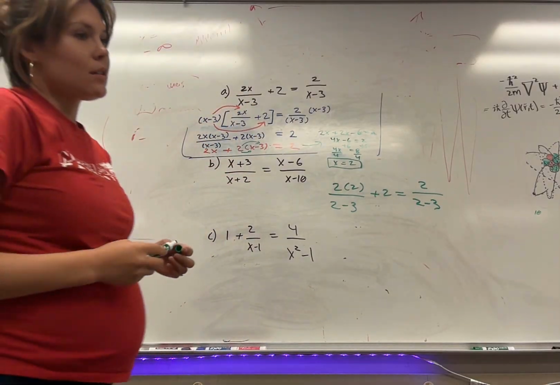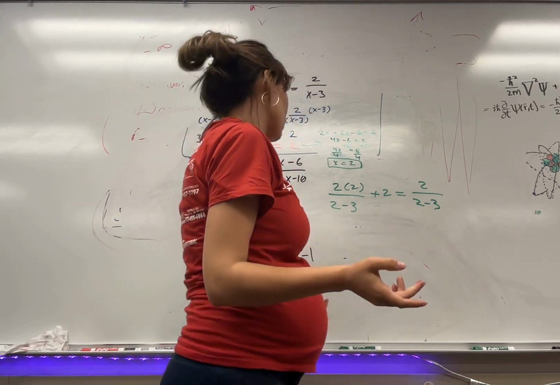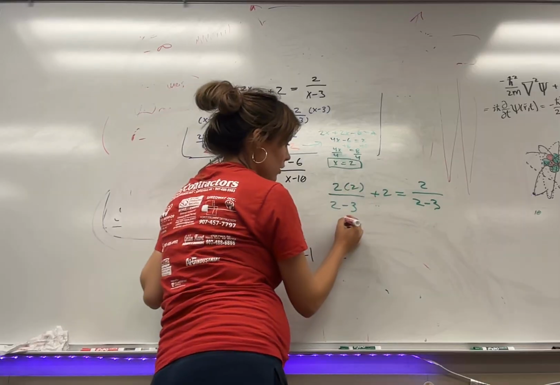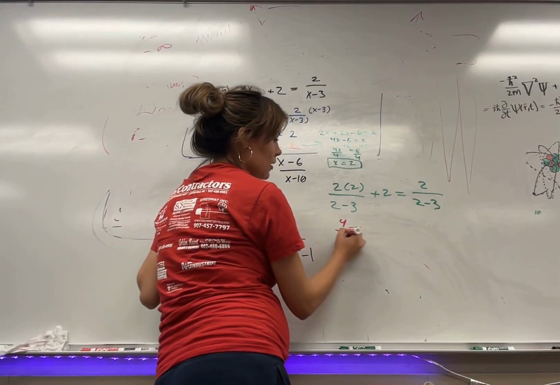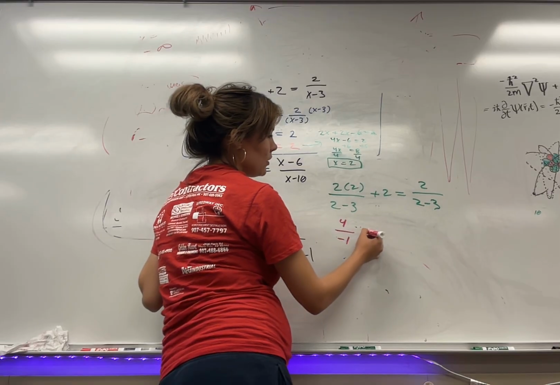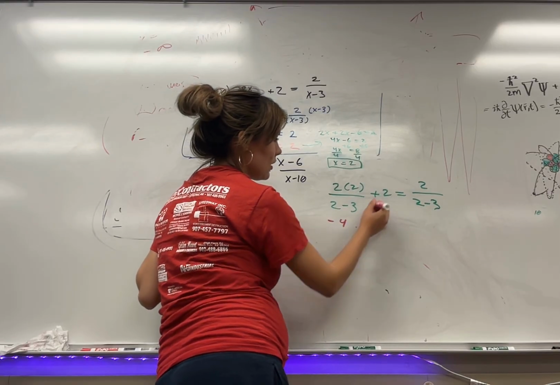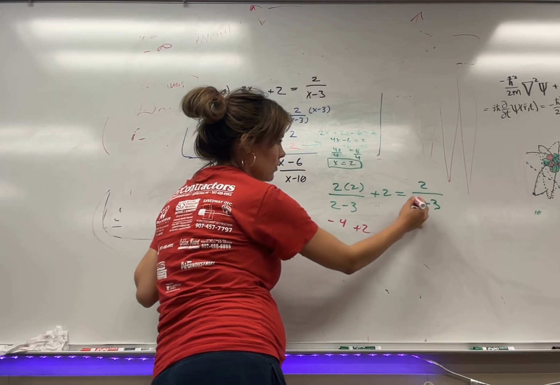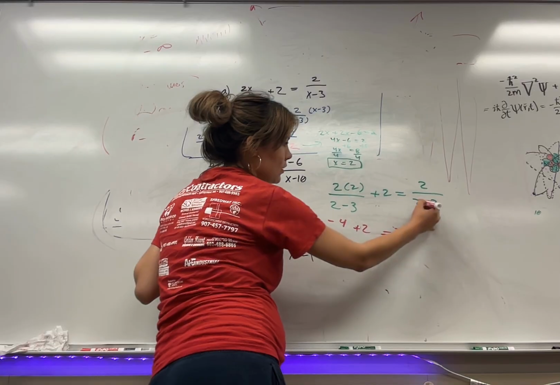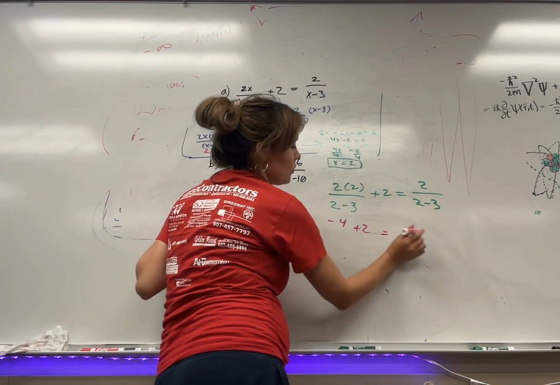You might get some credit for it, even if you're wrong, just showing that you know how to protect your work. So let's see, this is 4 divided by 2 minus 3. It's 4 divided by negative 1, which is just negative 4. So negative 4 plus 2 is equal to 2 divided by 2 minus 3, which is negative 1, which is really just negative 2.